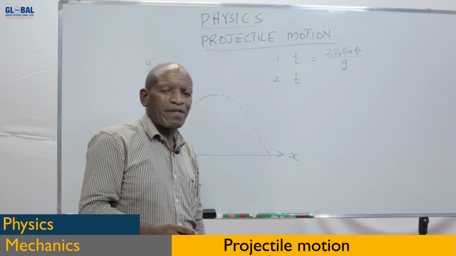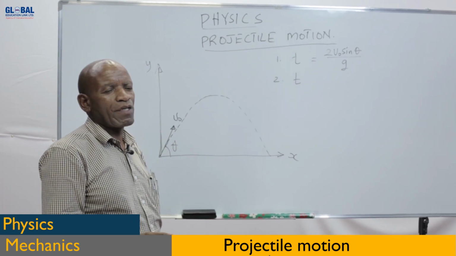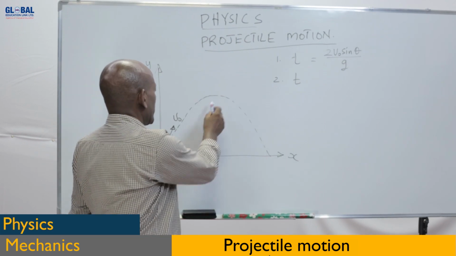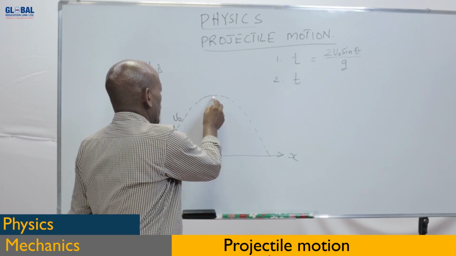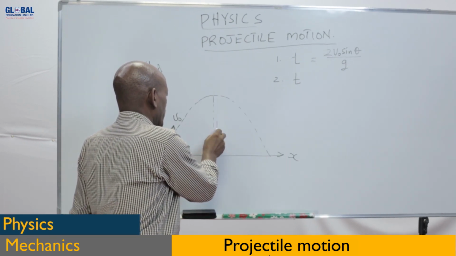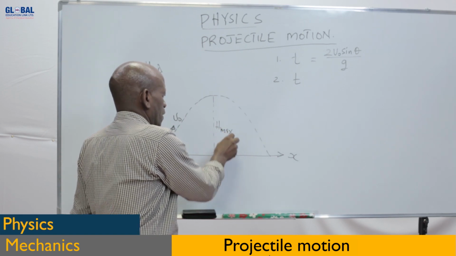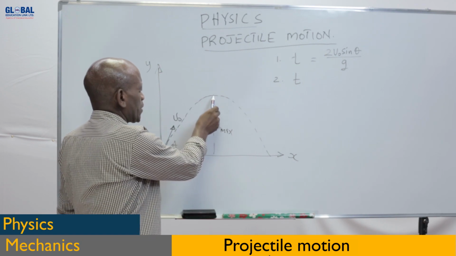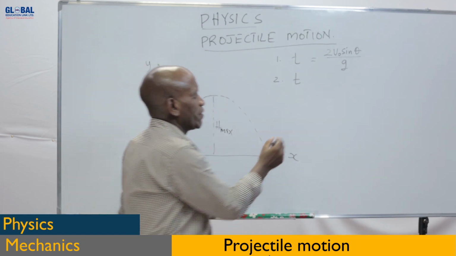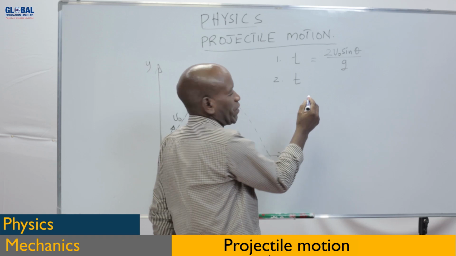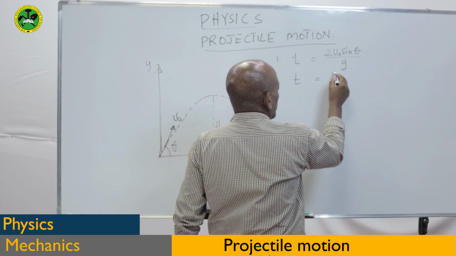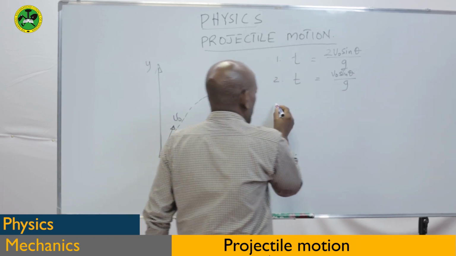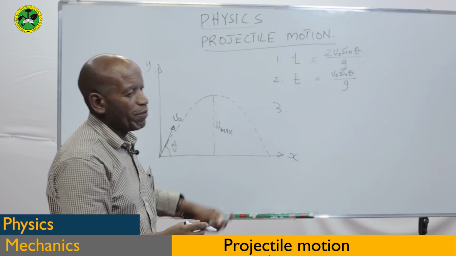The second formula is the time which a projectile takes to reach the maximum height. The maximum height is this point. The time from the point of projection to the maximum height is half of the time of flight, which is equal to v0 sine theta over g. This is the second formula.